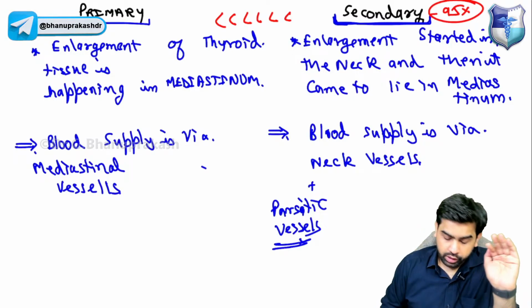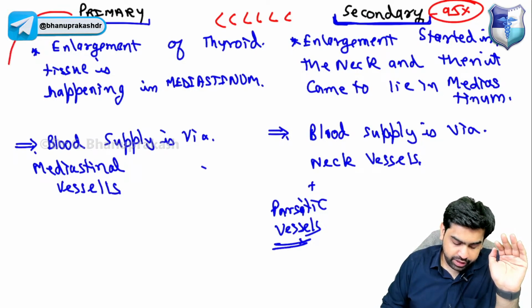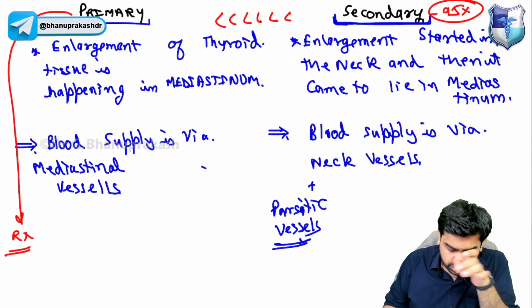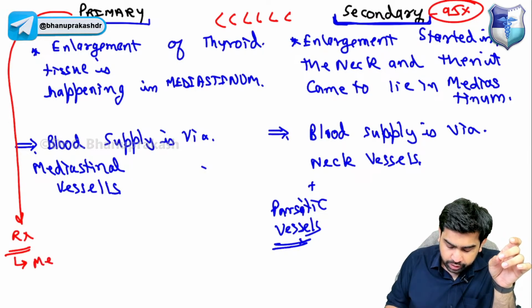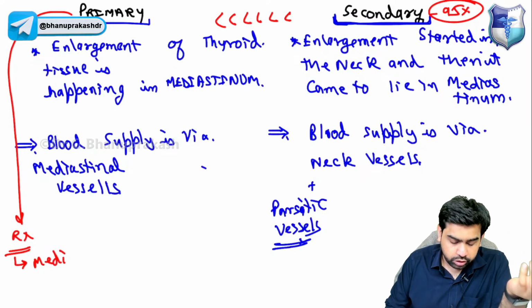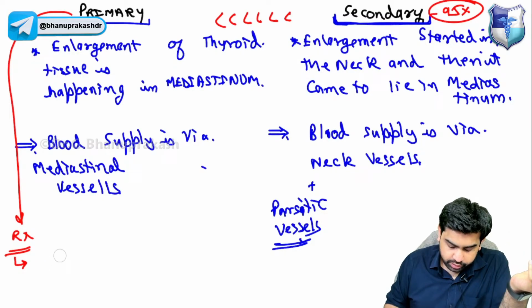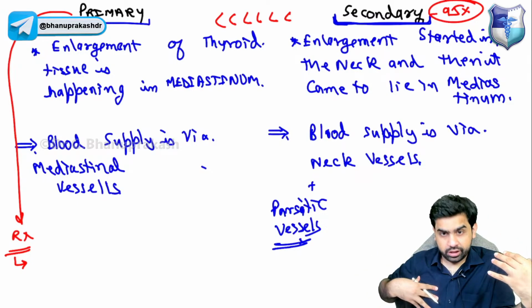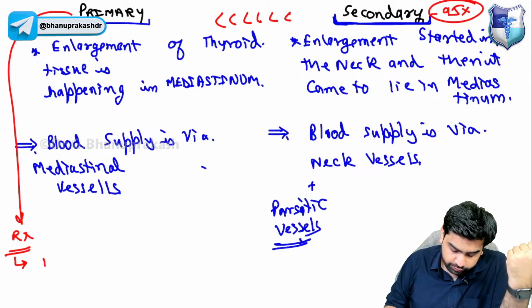Now, if there is a primary retrosternal goiter, how is the management going to be? You have to do a mediastinal incision, or rather a thoracotomy is needed over here. In the primary, the thyroid tissue is predominantly developing from the mediastinum itself, so you have to perform a thoracotomy.